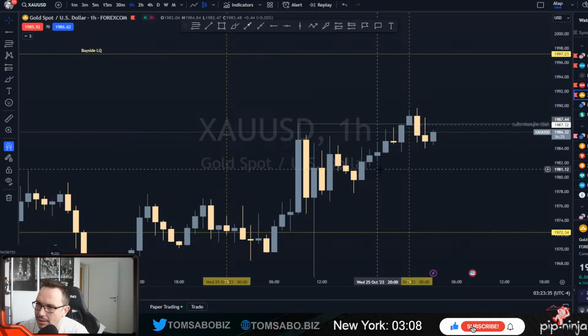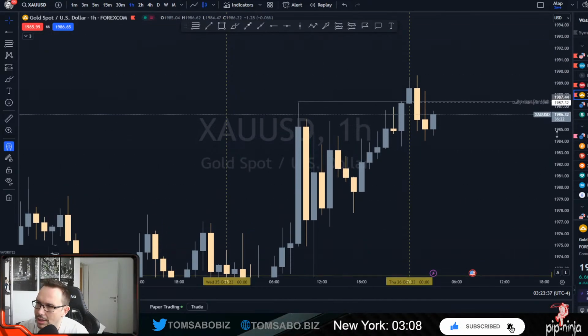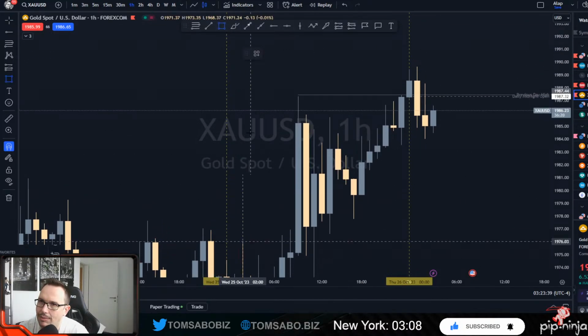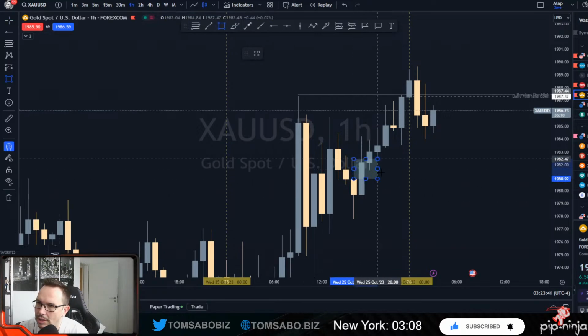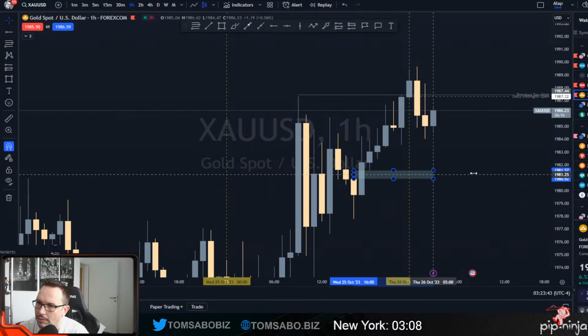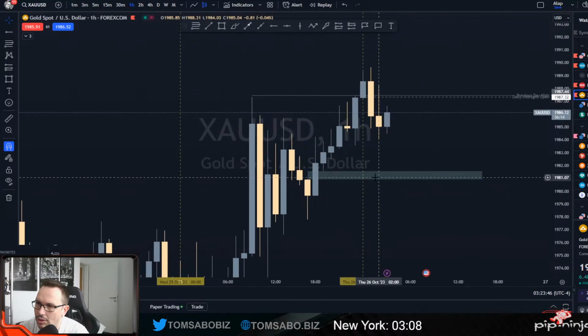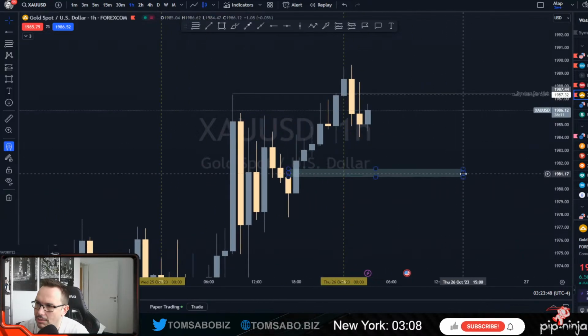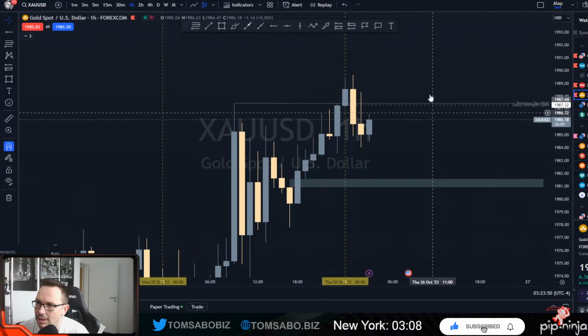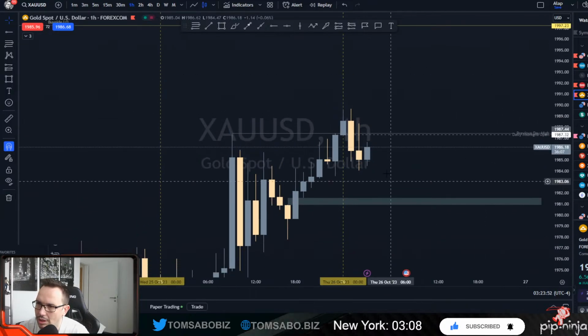No imbalance here. A small imbalance here only on the hourly. That's not too important for me. Right there, so there's a small hourly imbalance which could be interesting intraday, but other than that, I'm not really interested in going short on gold.